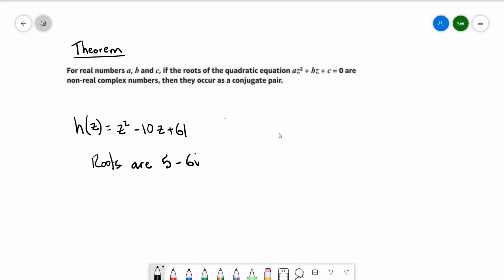For example, here we've got a quadratic function, and we know that one of the roots is 5 minus 6i. Straight away, without doing anything, because the coefficients 1, minus 10 and 61 are all real numbers, we can apply the theorem and we know that another root is going to be 5 plus 6i.